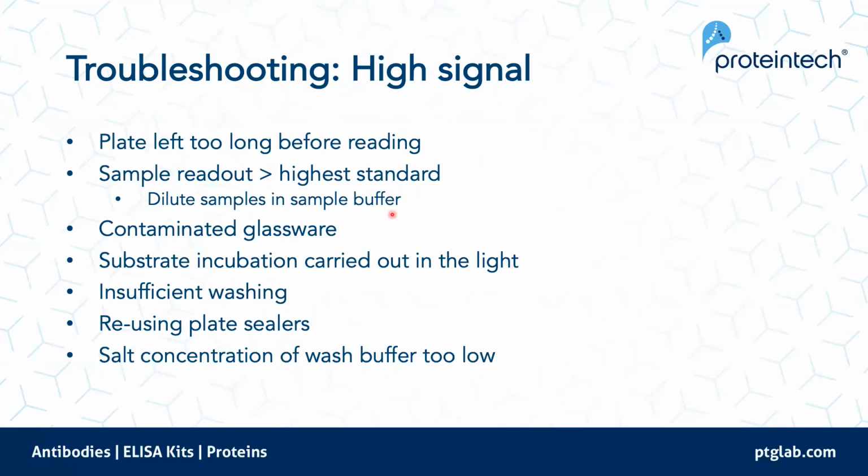So you want to try diluting those samples in sample buffer to get them back within that ideal range. You might also have contaminated glassware. And one big problem as well is if people are trying to save money and reusing plate sealers, what might be happening is they're just introducing contamination.